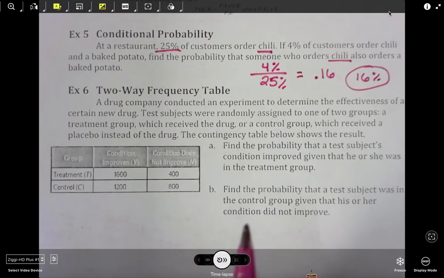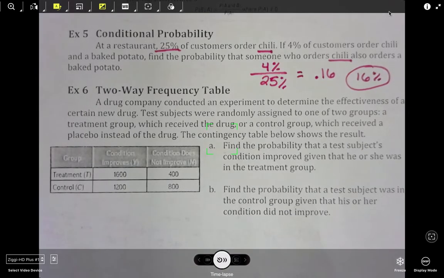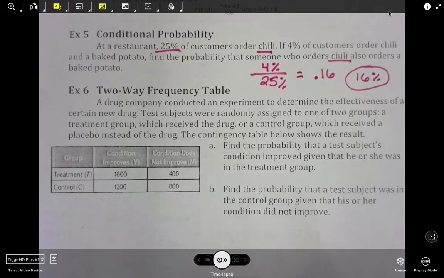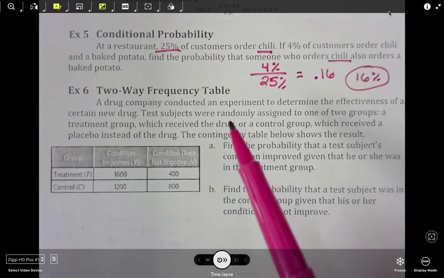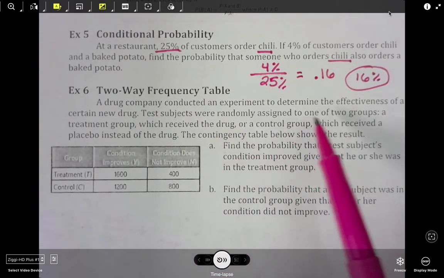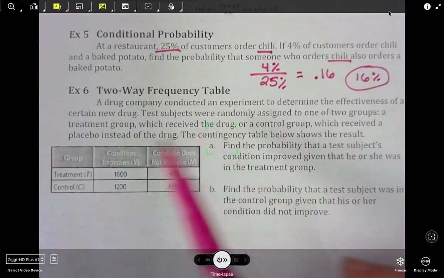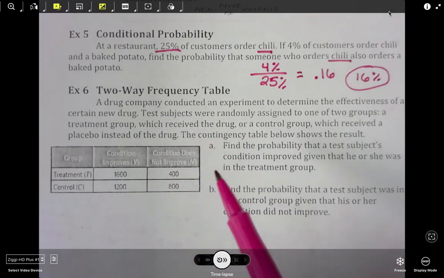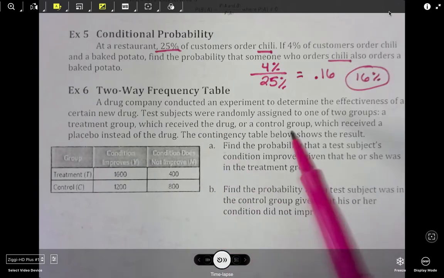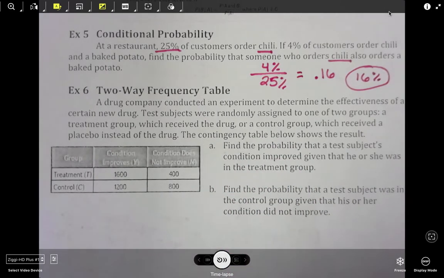All right, this two-way frequency table will make it a little bit easier to understand. So, a two-way frequency table: a drug company conducts an experiment to determine the effectiveness of a certain new drug. Test subjects were randomly assigned to one of two groups. When you're doing stuff in science, a lot of times you'll use this method of testing supplements or drugs to see if they are working, and it's called a double-blind study.